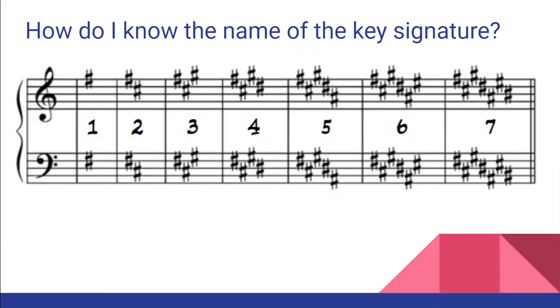Here are all 8 sharp key signatures, from 0 to 7. Question is, how do you know what the name of the key signature is after you've learned how to identify which sharps there are?